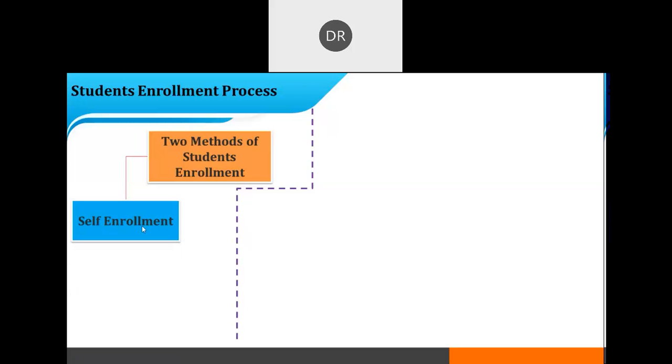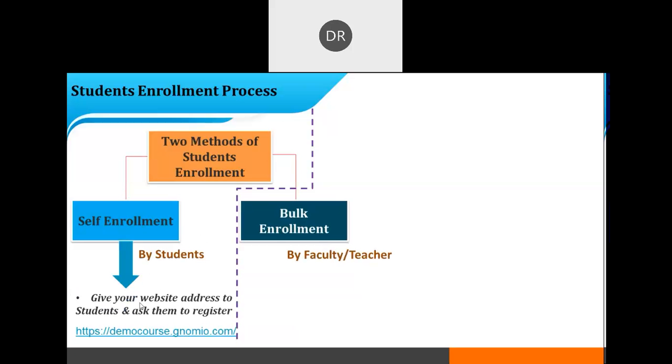One is self-enrollment. That means you can ask the students to join this course. For this, you have to give the website address to your students. So you have to share the website. For example, the website which we have created for the demo course: https://democourse.genomio.com. If I share this with the students, there will be a tab for the self-enrollment method. That means students themselves can enroll in this course for this subject. So this is one method.